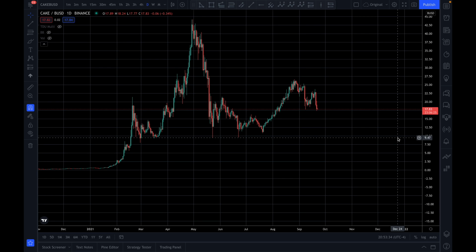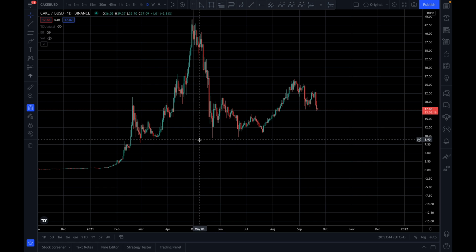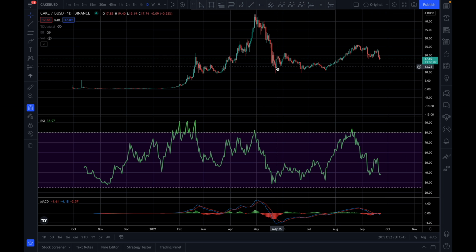Now, the first one is on Cake back in May when it was around $10. So that was right over here. Now, I saw that the RSI was getting to a low level where it previously bounced off. So if I go over here and we look, this was May 21st or May 23rd. And we can see that the RSI was pretty low. It was down over here.